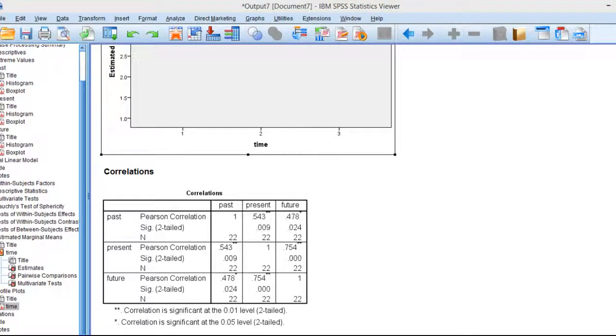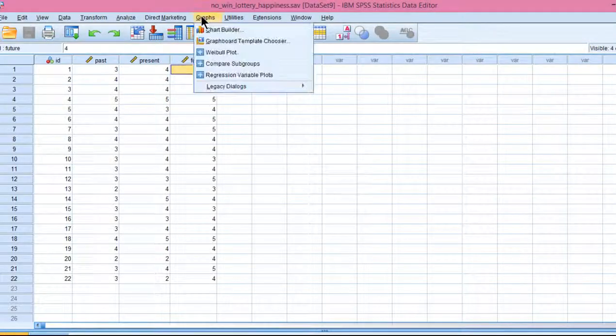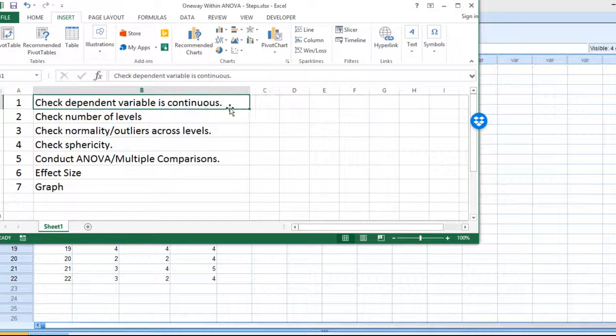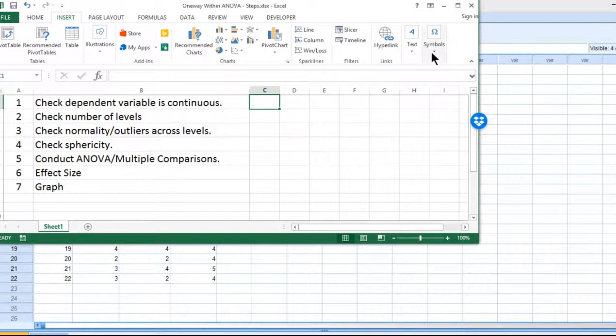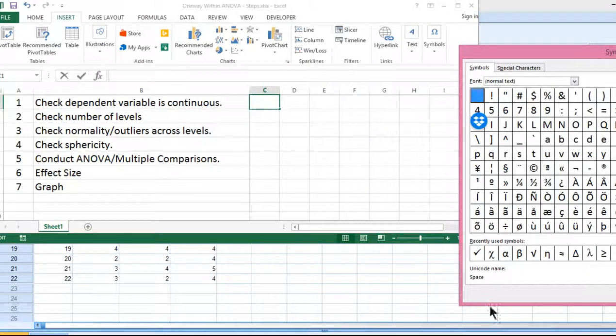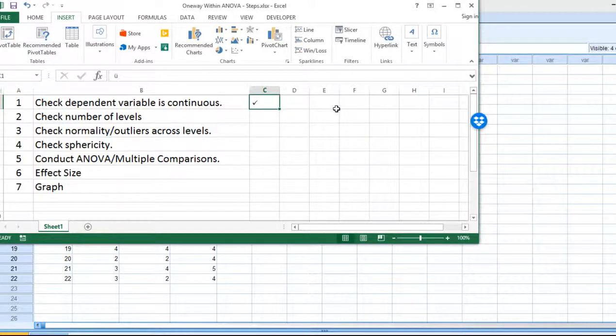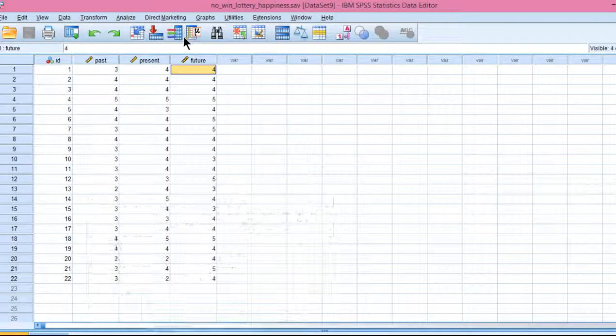So let's check it out for people who did not win the lottery. Maybe it's exactly the same thing. Who knows? So the dependent variable is the same dependent variable, so that goes in as a check mark. It's a 6-point scale. It's ordinal in nature, but that's okay. As I talk about more in the non-parametric statistics chapter, I talk at length about why that's appropriate. If we had less than 5 points, then it would be a bit worrisome. Number of levels is 3. So that means that the protected Fisher's LSD is a possibility with this analysis. And we've also got check normality and outliers, so let's do that.